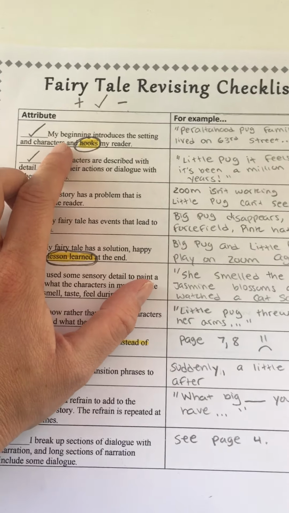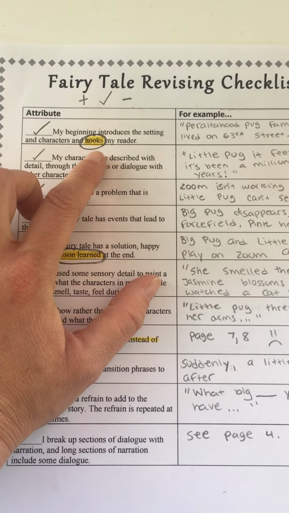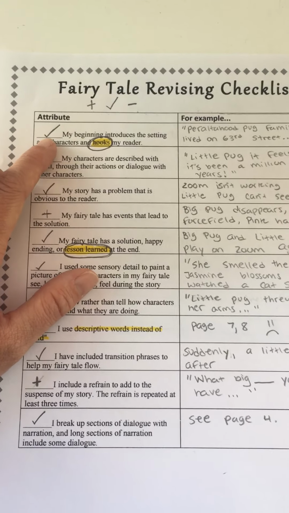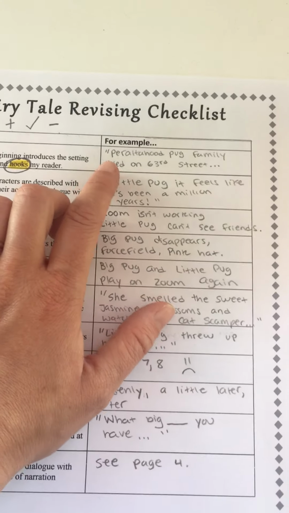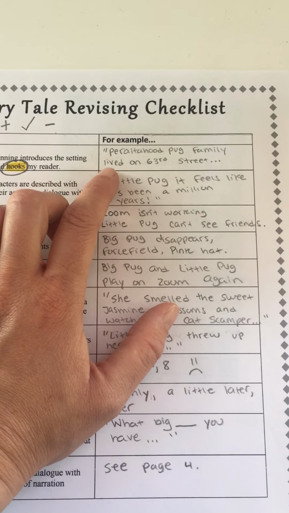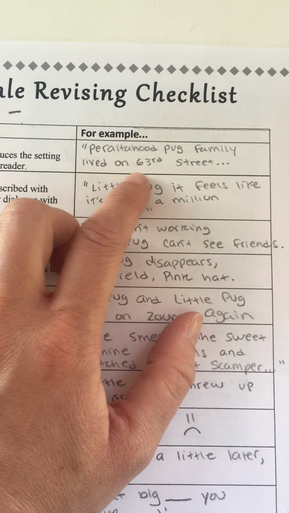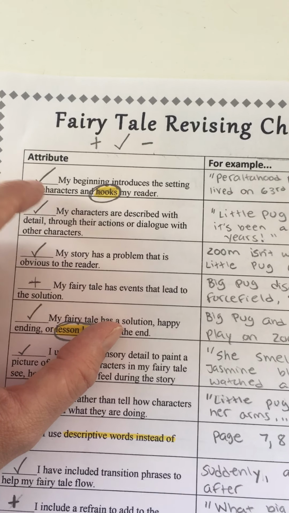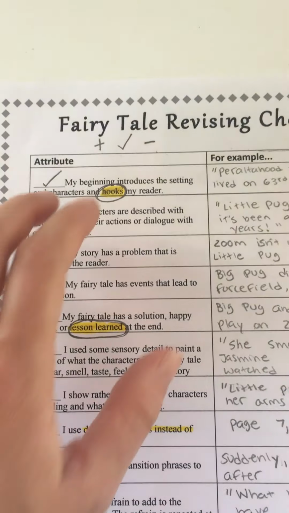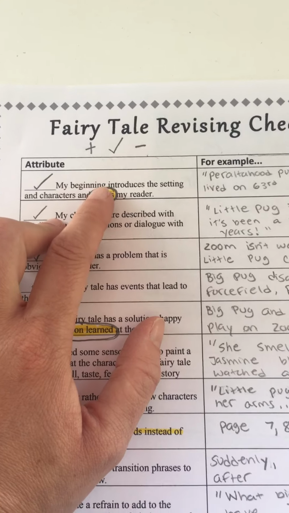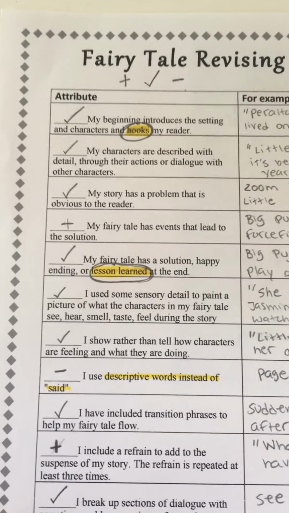So for example, the first attribute is, my beginning introduces the setting and characters and hooks my reader. I said, yes, I did a pretty good job of that. I gave myself a check. And then I quoted a part of my writing where I did that. I wrote, Peralta Hood Pug family lived on 63rd Street. So that's my example that shows that my beginning is introducing the setting and characters. One thing I noticed that I didn't do so well in that part was hooking my reader. So I highlighted that, circled that, because I thought, that's something I might want to go back and revise later.